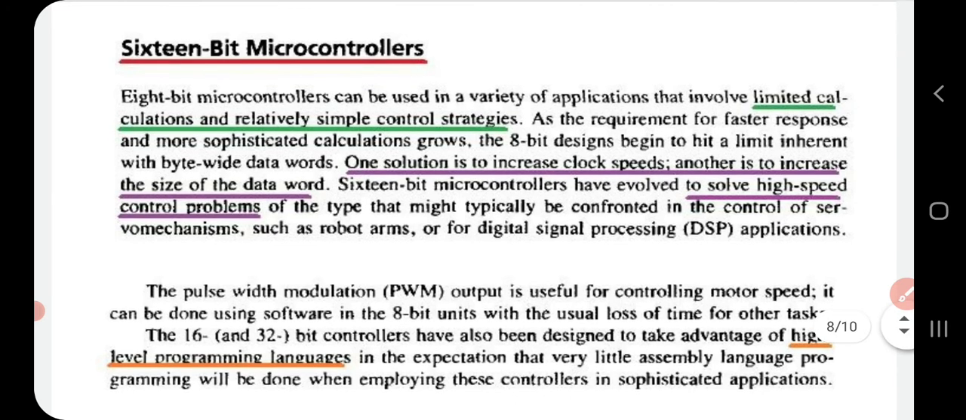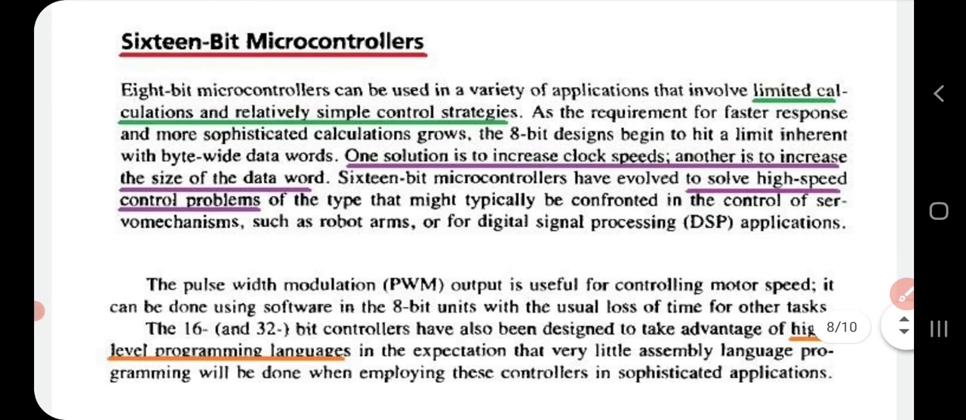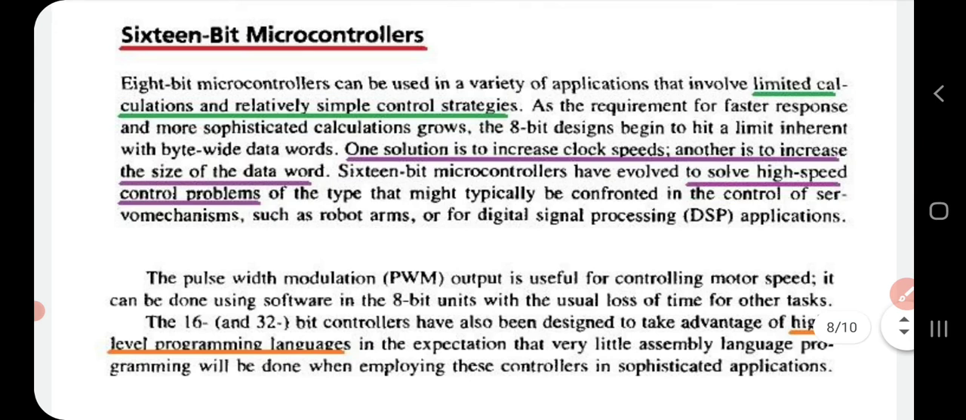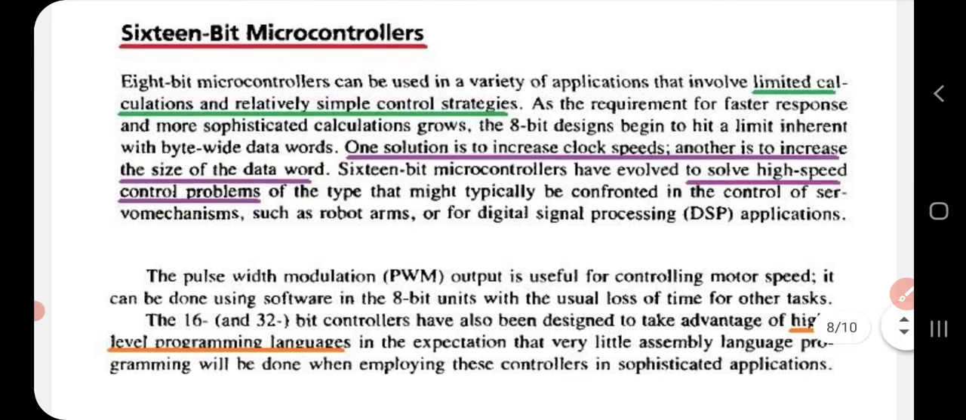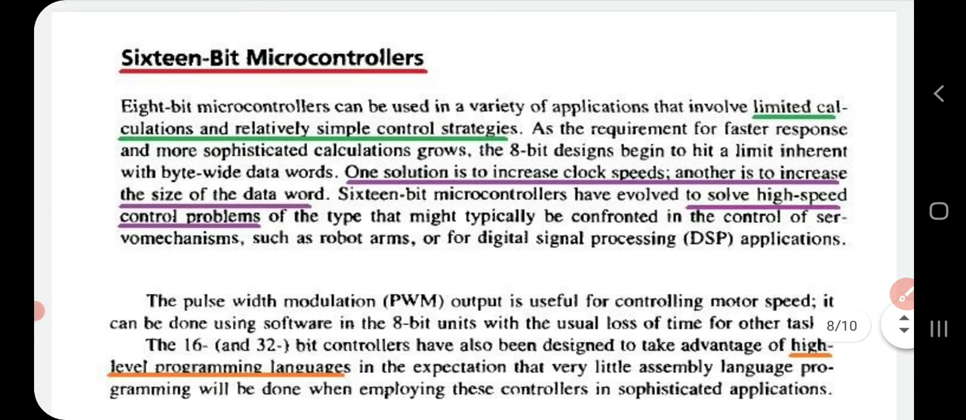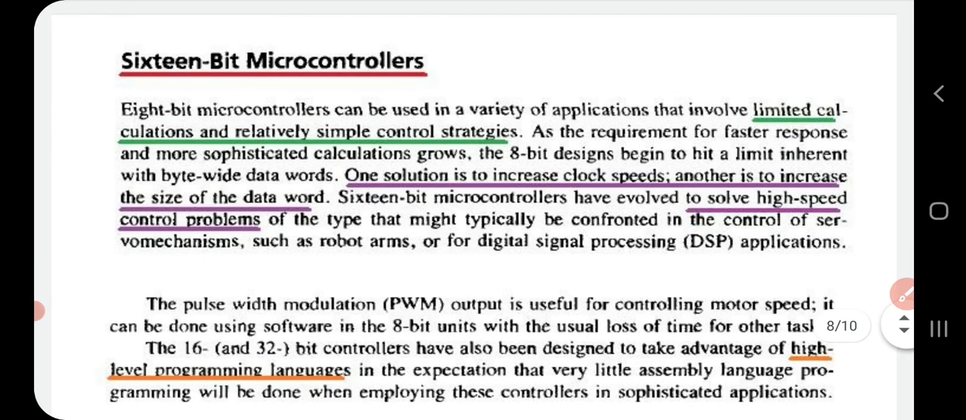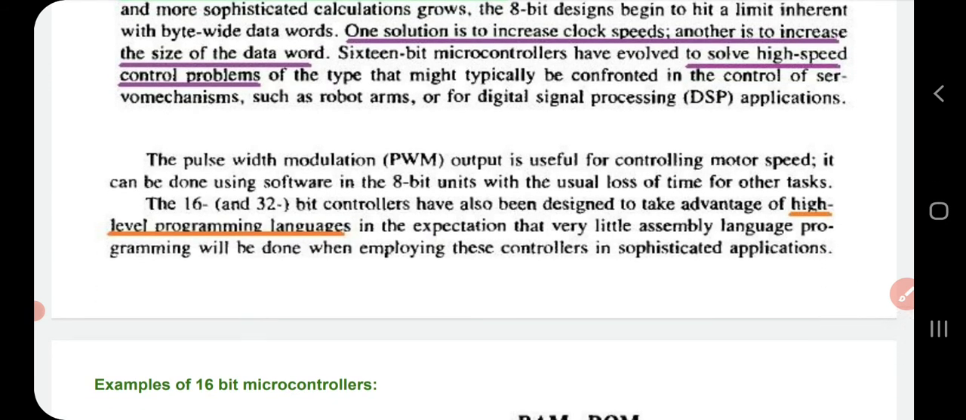So in order to solve this problem, manufacturers have introduced the 16-bit microcontrollers to the market, and they can solve very high speed control problems. Okay, now these microcontrollers are used in order to control robot arms, as well as in digital signal processing, DSP applications and all. These 16-bit microcontrollers are used because they require faster response and high-speed or complicated calculations. They are also used in data communication systems like pulse width modulation systems, etc.